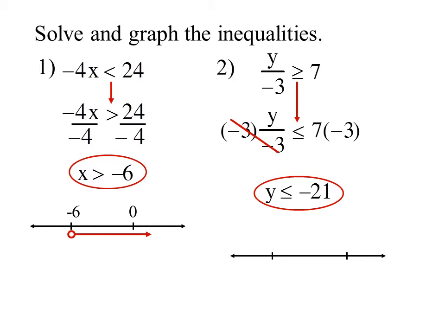And so we're not going to number all the way to -21. Who has time for that? So we're just going to make a simple graph. Do we fill in the circle on -21? Yes, because equal to is part of the solution. So that point lets us know -21 is part of the solution. And then our arrow goes to the left, showing all the numbers that are less than -21.